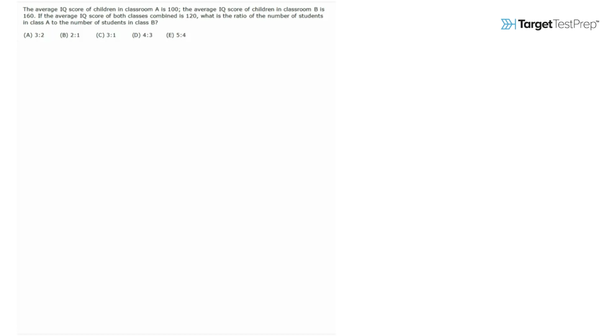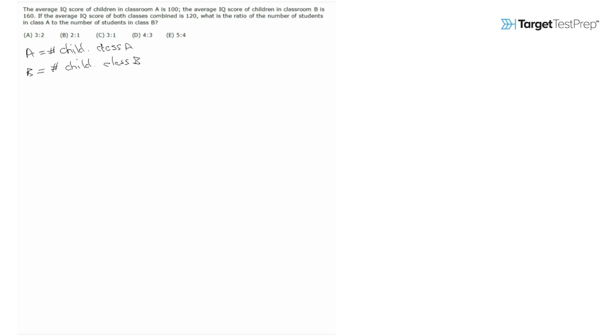So the good thing about what I'm about to show you is that I'm not reinventing the wheel in any way. I'm going to set this up exactly how we've set up a lot of our weighted averages here, with the caveat that we're using some variables. So A is going to stand for the number of children in classroom A, and B is going to be the number of children in class B.